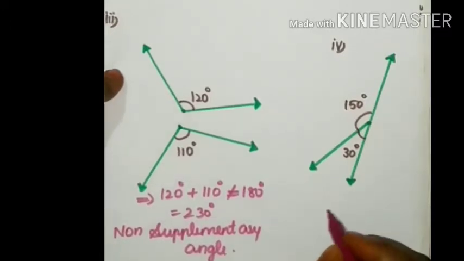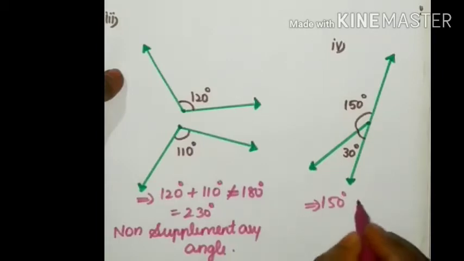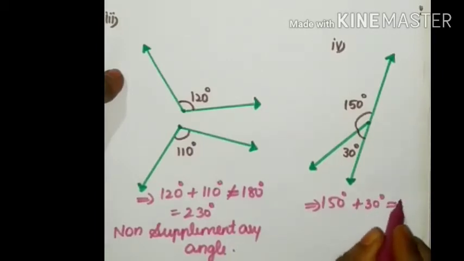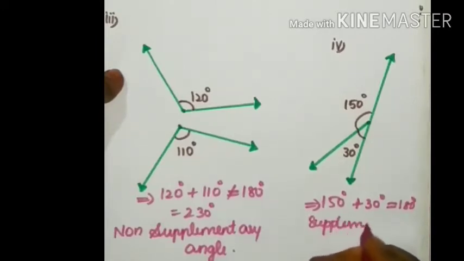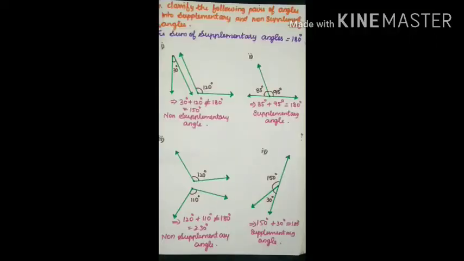Let's take the fourth sum. 150 degrees plus 30 degrees is equal to 180 degrees. So it is a supplementary angle. Students, it's clear, no? When two angles add up to 180 degrees, it is said to be a supplementary angle. If it is not equal to 180 degrees, it is a non-supplementary angle. See here, the first one and third one are non-supplementary angles, and the second one and fourth one are supplementary angles.